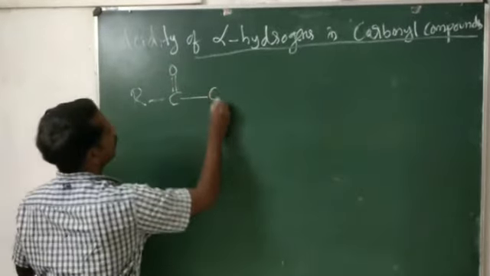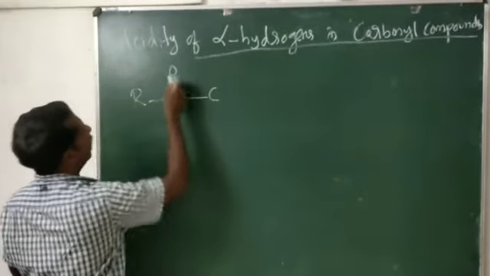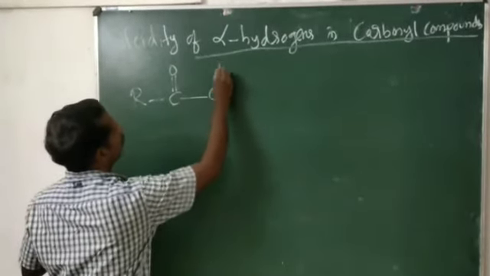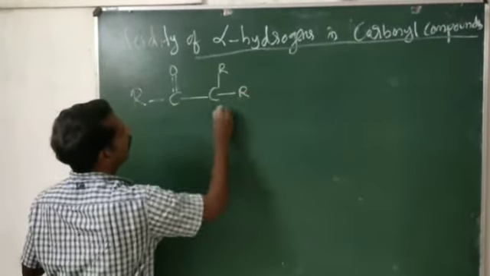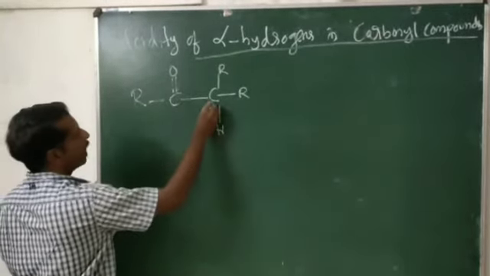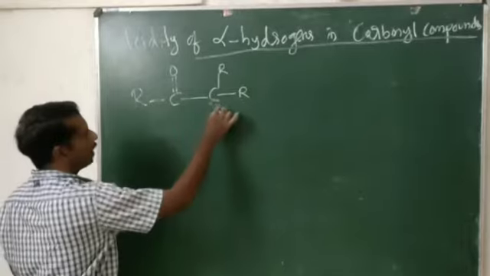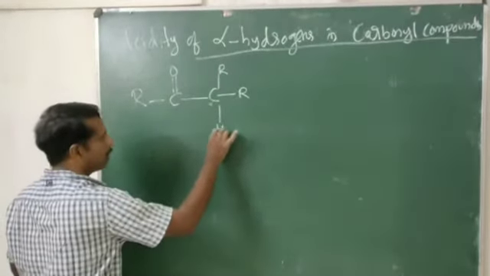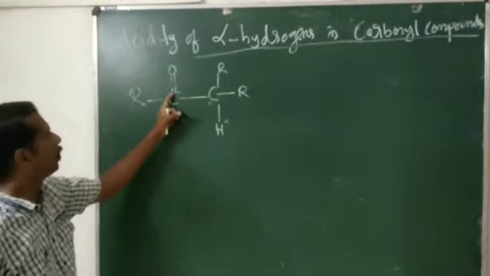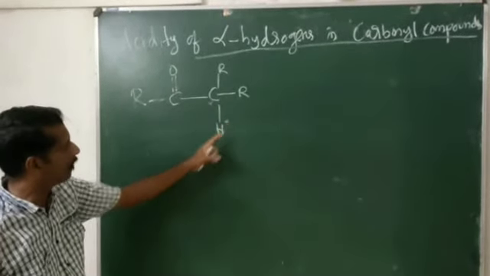If I take R, C double bond O, another C, here another R, here another R, here it is H. This CO group attached carbon is the alpha carbon. The hydrogen atom present on the alpha carbon is the alpha hydrogen. Okay, alpha hydrogen. So this is the alpha carbon, and this is the alpha hydrogen.